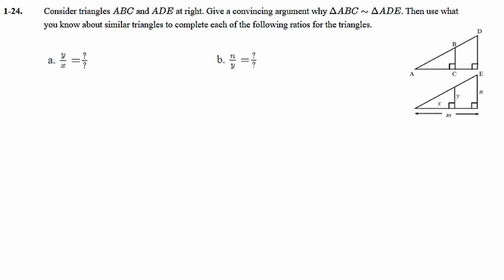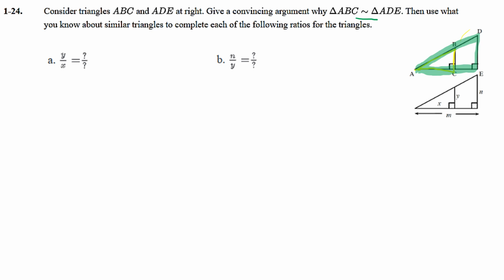Okay, 124. Consider triangles ABC and AED at right. So ABC, the small one, so let's highlight that. ABC, and then we'll do the other one in green, ADE. So let's highlight this. So ADE, so you can kind of see the differences there. And we're told that they are similar.